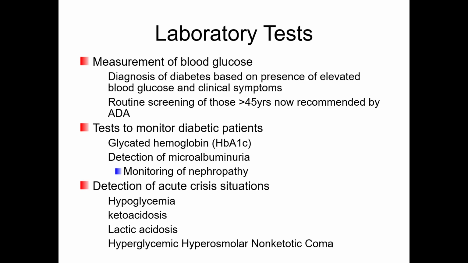Tests to monitor diabetic patients include glycated hemoglobin, HbA1c, and the detection of microalbuminuria for the monitoring of nephropathy. The detection of acute crisis situations include hypoglycemia, ketoacidosis, lactic acidosis, and hyperglycemic, hyperosmolar, non-ketotic coma.